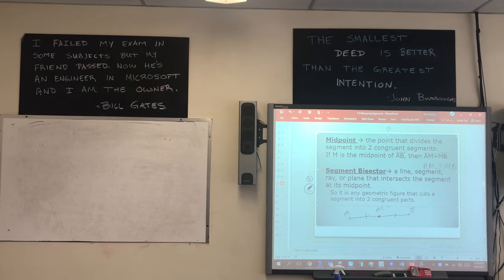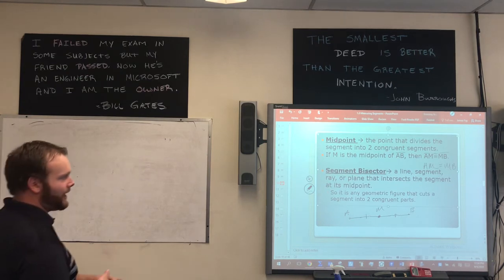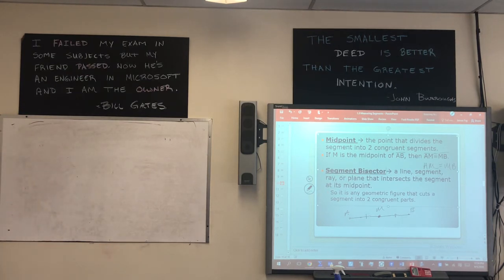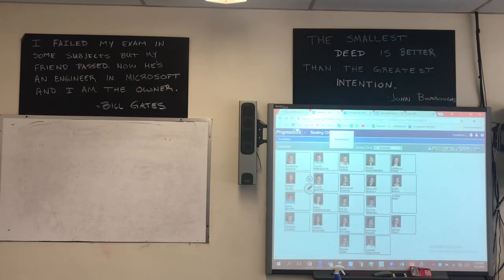Okay? That's kind of breaking it down using our English, but there's still a geometry concept to it, and that geometry concept is that those two parts that get created are congruent to one another. So a segment bisector, by definition, is a line, a segment, a ray, or a plane, any one of those four things, that intersects a segment at its midpoint. If it intersects it at its midpoint, it creates two congruent segments, right? So I'll give you a visual of these four things that provide us a segment bisector.